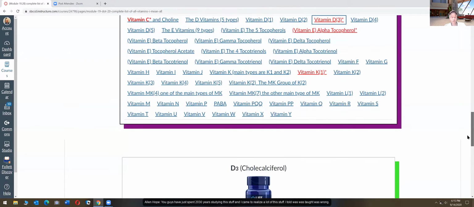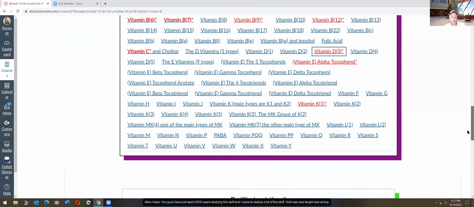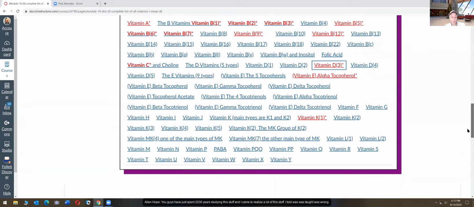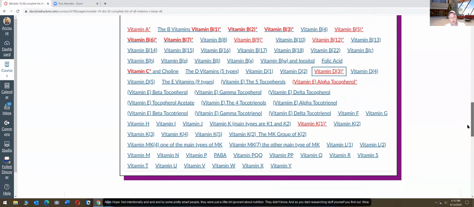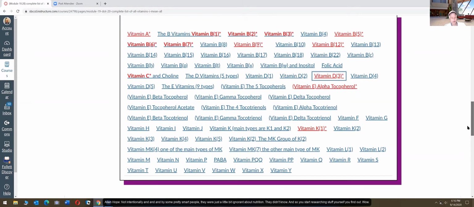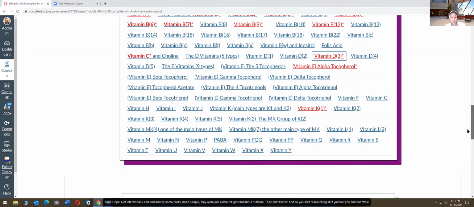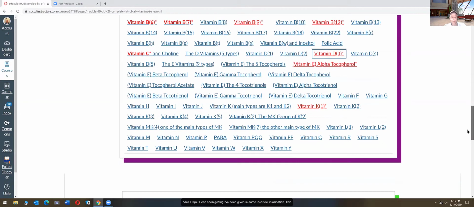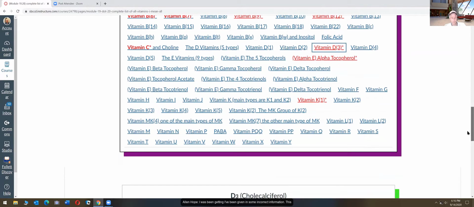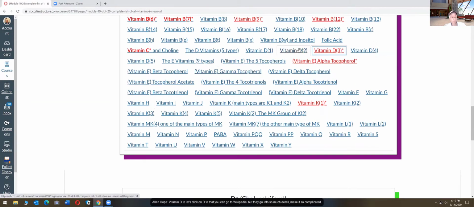But as we've mentioned, I believe at the last Zoom meeting, guys, I've spent 20, 30 years studying this stuff, and I came to realize a lot of the stuff I was taught was wrong. Not intentionally, and by some pretty smart people. They were just a little bit ignorant about nutrition. They didn't know. And so you start researching stuff yourself, and you find out, wow, I've been given some incorrect information. This vitamin D2, let's click on D2.